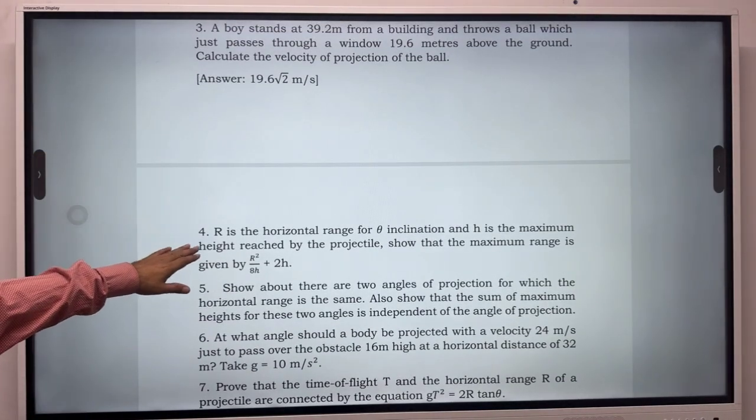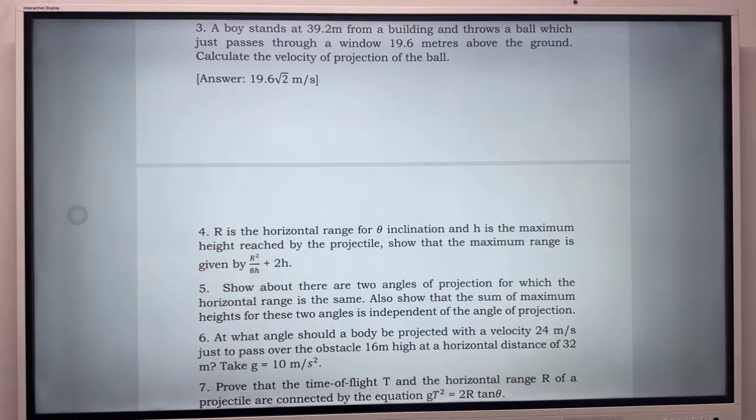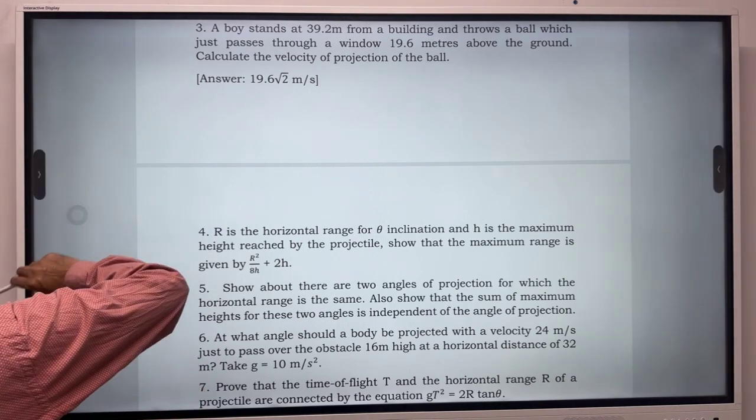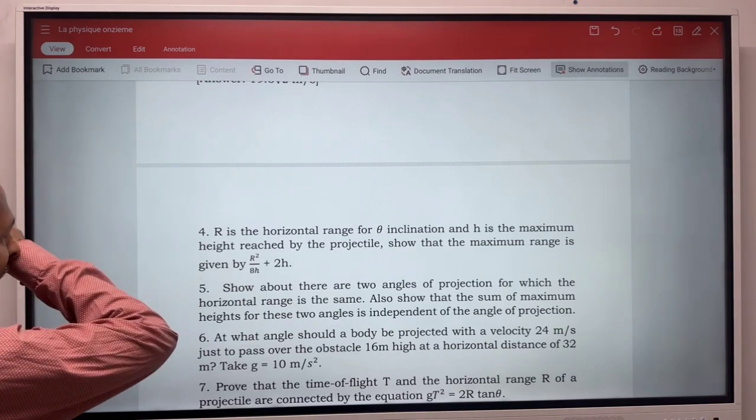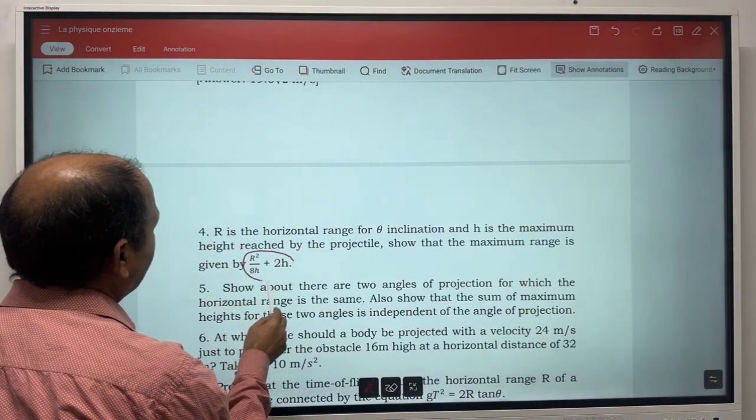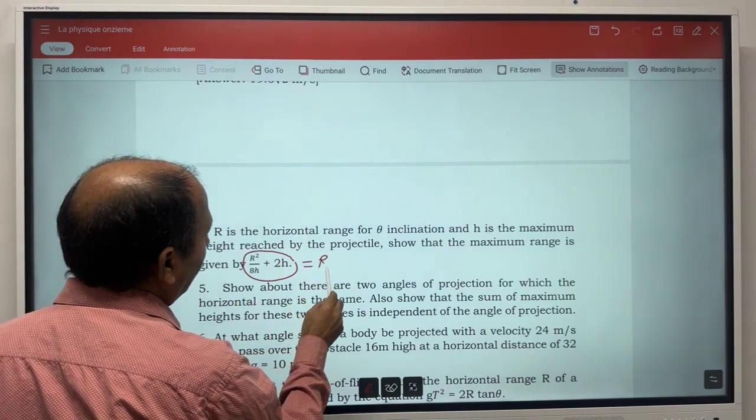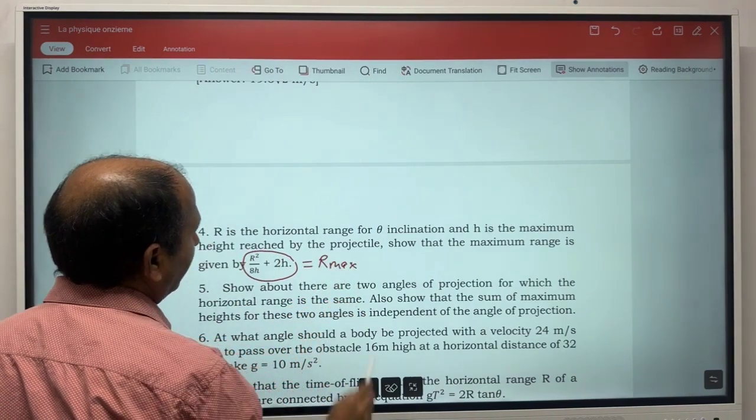Here there is another question. R is the horizontal range for angle theta of inclination and h is the maximum height reached by the projectile. Show that the maximum range is given by r square upon 8h plus 2h. Let's try this question. We have to evaluate it and then it should be equal to r max.